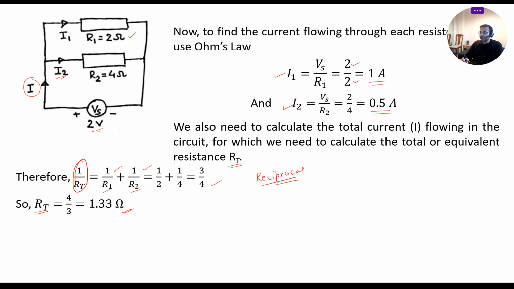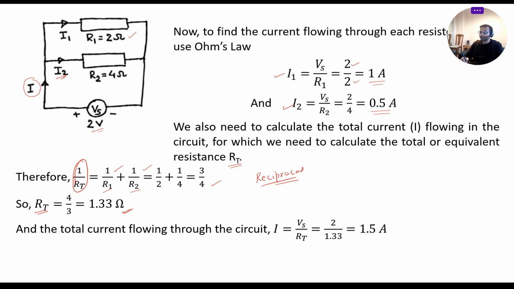And now we can again use Ohm's law to calculate the value of total current flowing in the circuit. So total current flowing in the circuit will be the supply voltage divided by the total resistance RT. So it will be 2 divided by 1.33, which is 1.5 amperes.